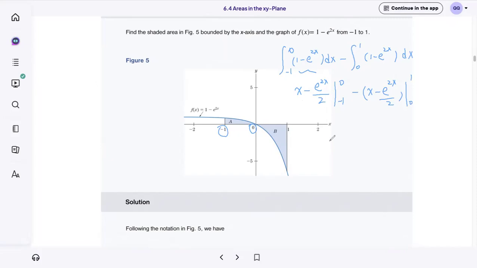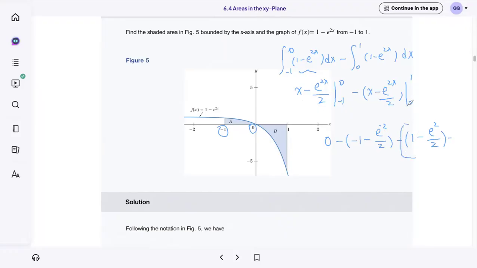So from 0, get nothing. We get a 0 minus x equals negative 1 minus e to the 2 times negative 1, that's negative 2, divided by 2. Then minus at the 1, we just get a 1 minus e to the 2 divided by 2. Right? Then that's first term.